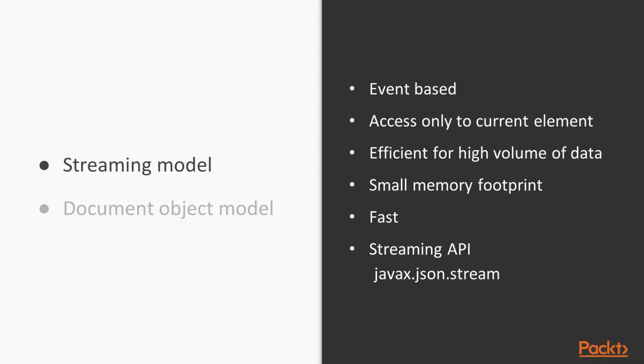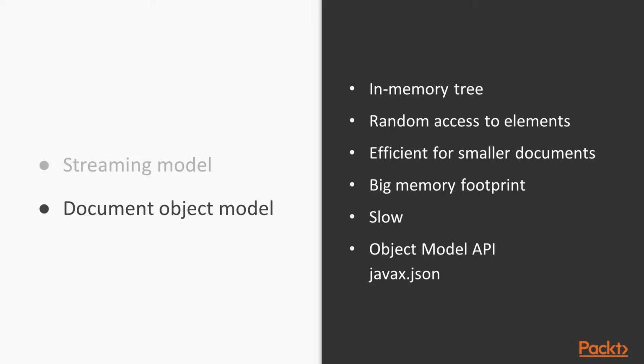JSON parser is very effective for a high volume of data and has a small memory footprint. But there are also limitations. Event processor receives only the currently processed element and doesn't have access to the whole data. If needed, the user will need to preserve a state in his code. The corresponding JSONP API is called Streaming API and is located in javax.json.stream package.